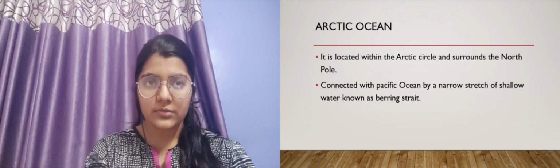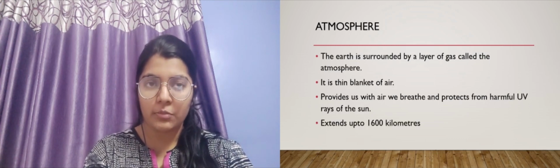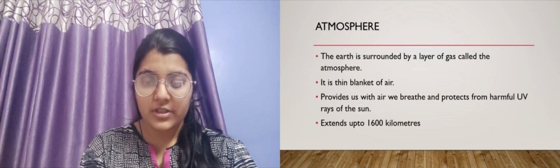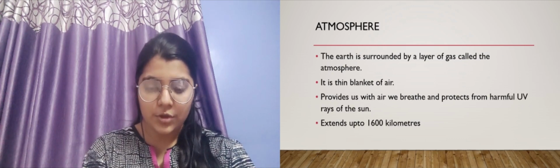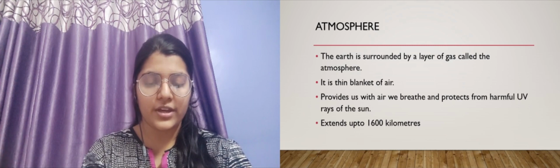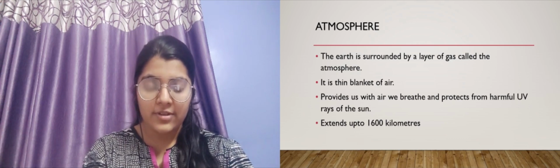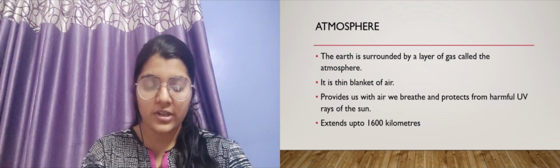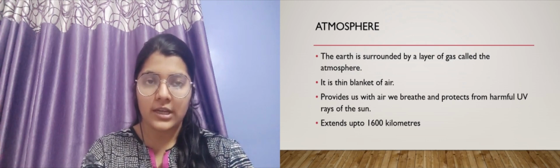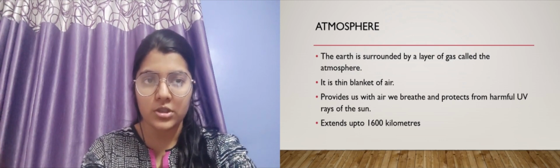So now the next topic which we have is the atmosphere. So what is atmosphere? The earth is surrounded by a layer of gas called the atmosphere. The thin blanket of air is very important for us and also for our planet. It provides us with the air we breathe, and it protects us from the harmful ultraviolet rays, that is UV rays, of the sun. So again, it is very important.